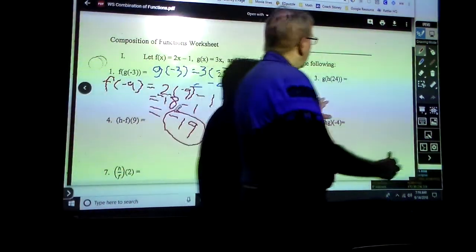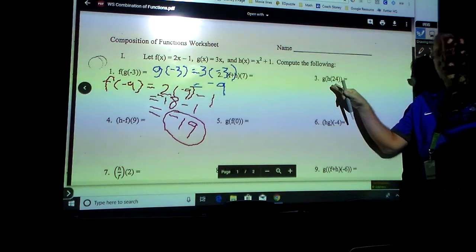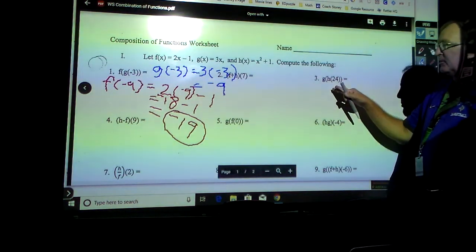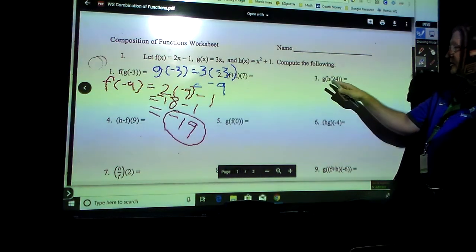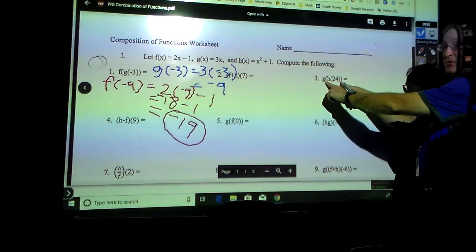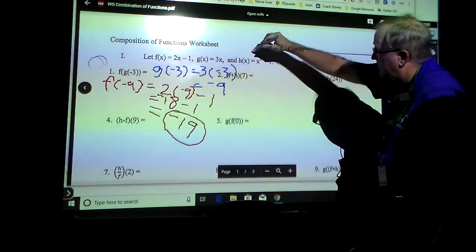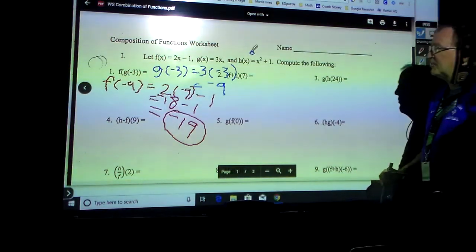So let's come over here. We're going to do this function here, number 3. I'm going to work the odds on this particular paper. As we look at this one, notice the g function says do h of 24 first. So I'm going to do the h function first. I'm trying to do these in blue. Do the h function first.